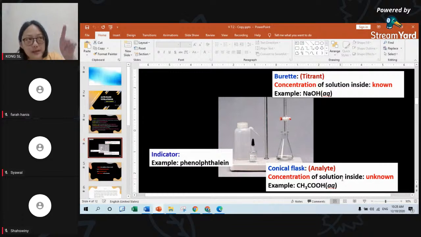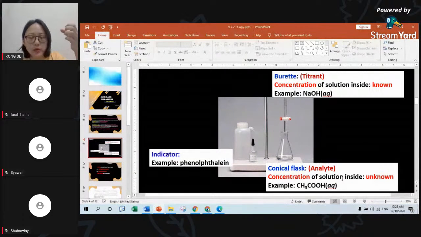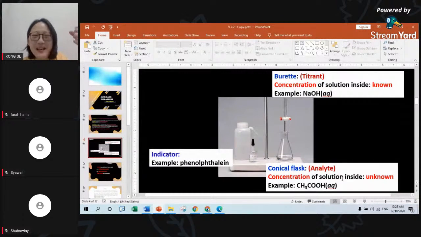If base is inside the burette, the pH will be increasing according to the chart. But if I change to acid inside the burette, the pH will be decreasing. So it starts from the acid pH, maybe the strong one starts from 13 and then decreases, or the weak one starts from 11. So you have to read the question carefully: which solution is inside the burette?